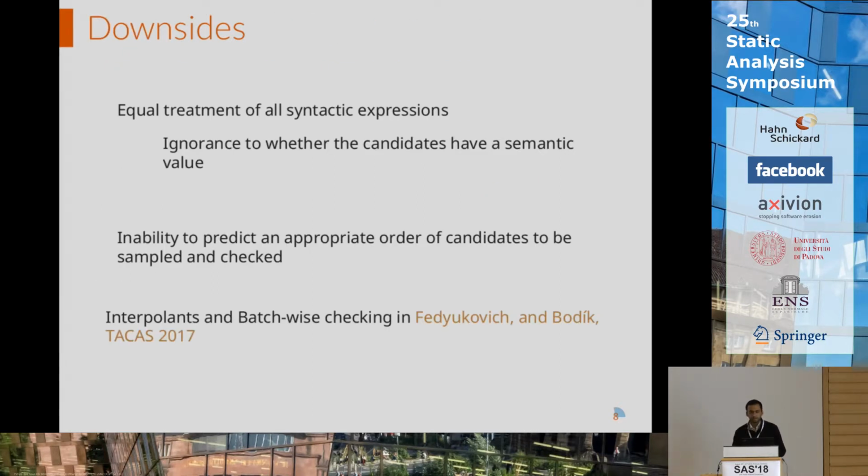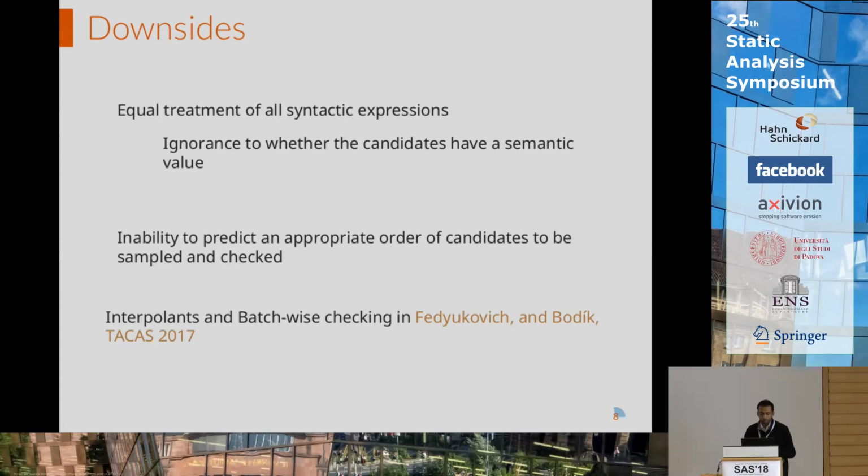However, one can see straightforward downsides. The first is that there is an equal treatment of syntactic expressions: other than the frequency that one can get from the syntax, all syntactic expressions are treated equally. So can we use semantics here to find out which candidates have semantic value? Second is the inability to get an appropriate order of sampling and checking. For example, in the previous case, if one had sampled y greater than 0 first, it would have failed in consecution, and one would have gotten x greater than 0 and y greater than 0 immediately.